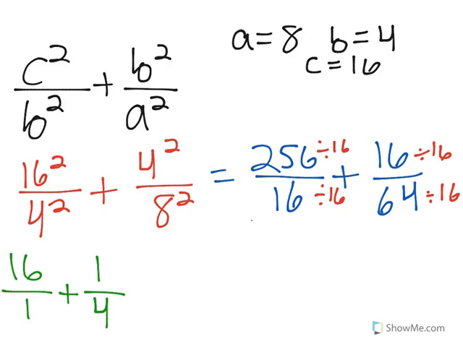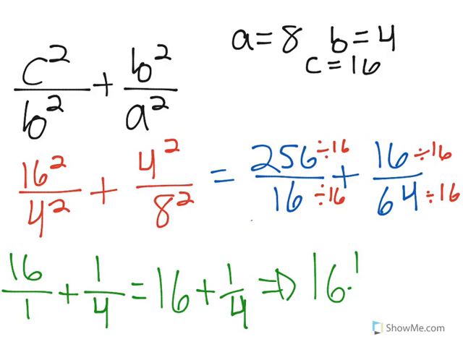And yes, 16 over 1 is known as 16. So now, there are two ways to do this, but the most basic, simple one is don't overthink it. We literally have 16 plus 1/4. Well, that's like saying a mixed number. So essentially, that's literally 16 and 1/4. So that's your answer to this question.